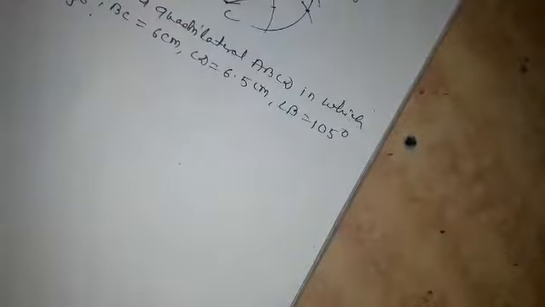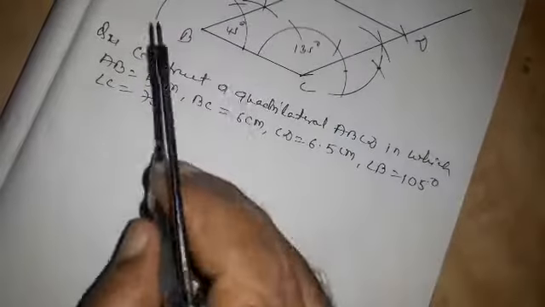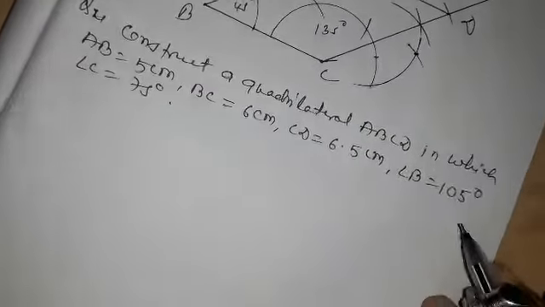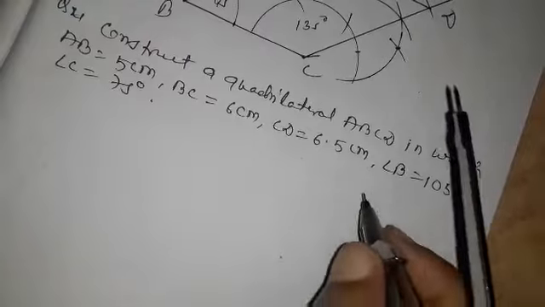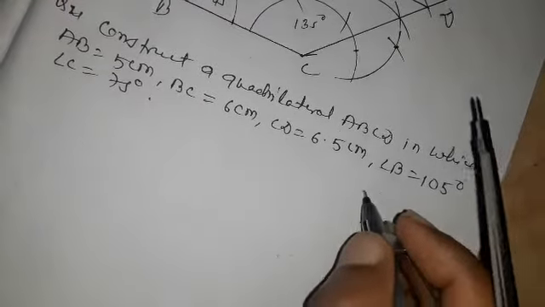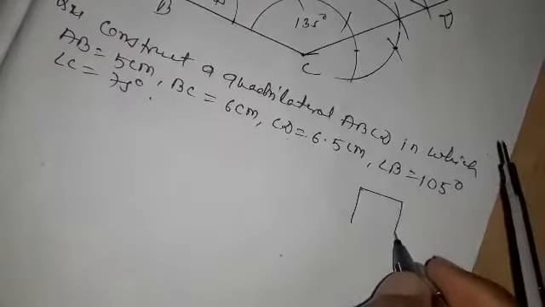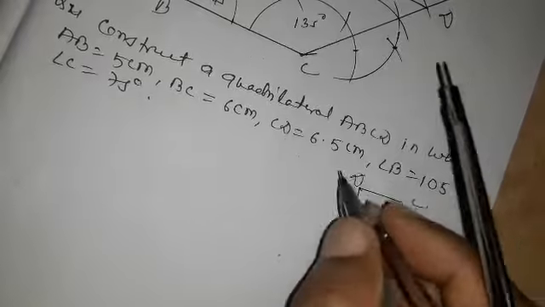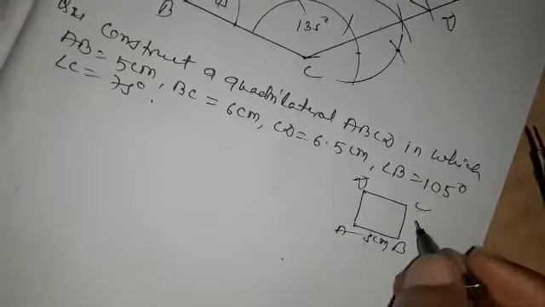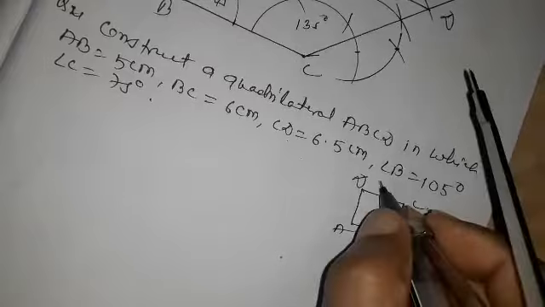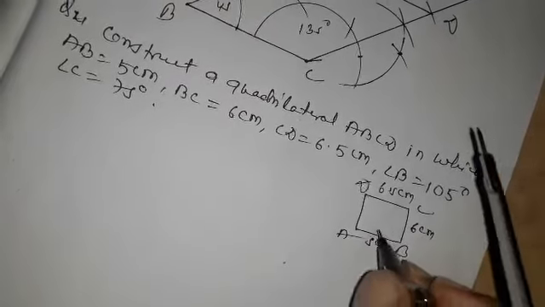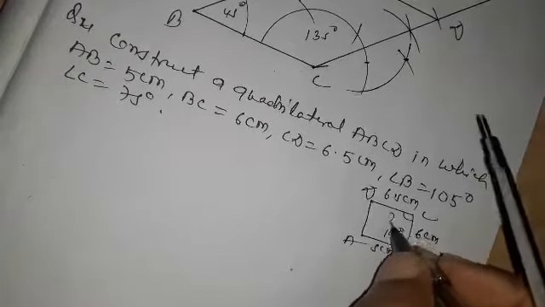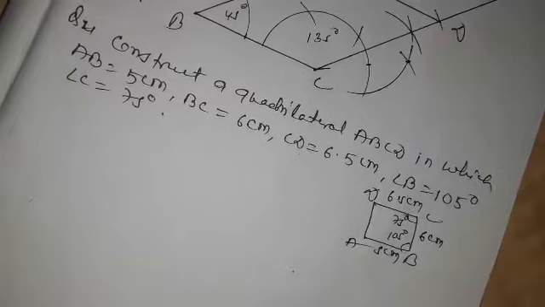Now next question is construct a quadrilateral ABCD in which AB is 5 centimeters, BC is 6 centimeters, CD is 6.5 centimeters, angle B is 105 degrees and angle C is 75 degrees. First we will draw a rough sketch ABCD, where AB is 5 centimeters, BC is 6 centimeters, CD is 6.5 centimeters, angle B is 105 degrees, and angle C is 75 degrees.